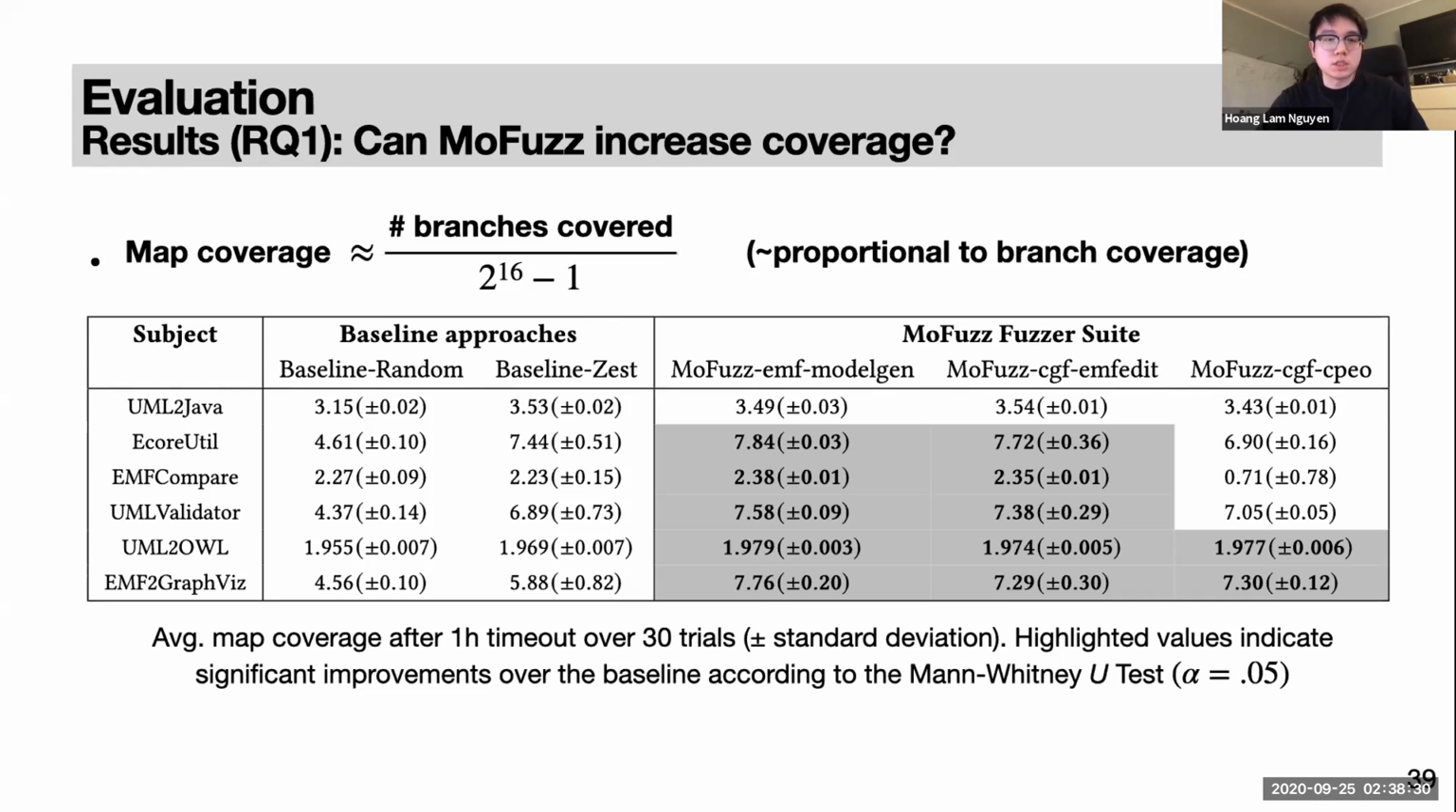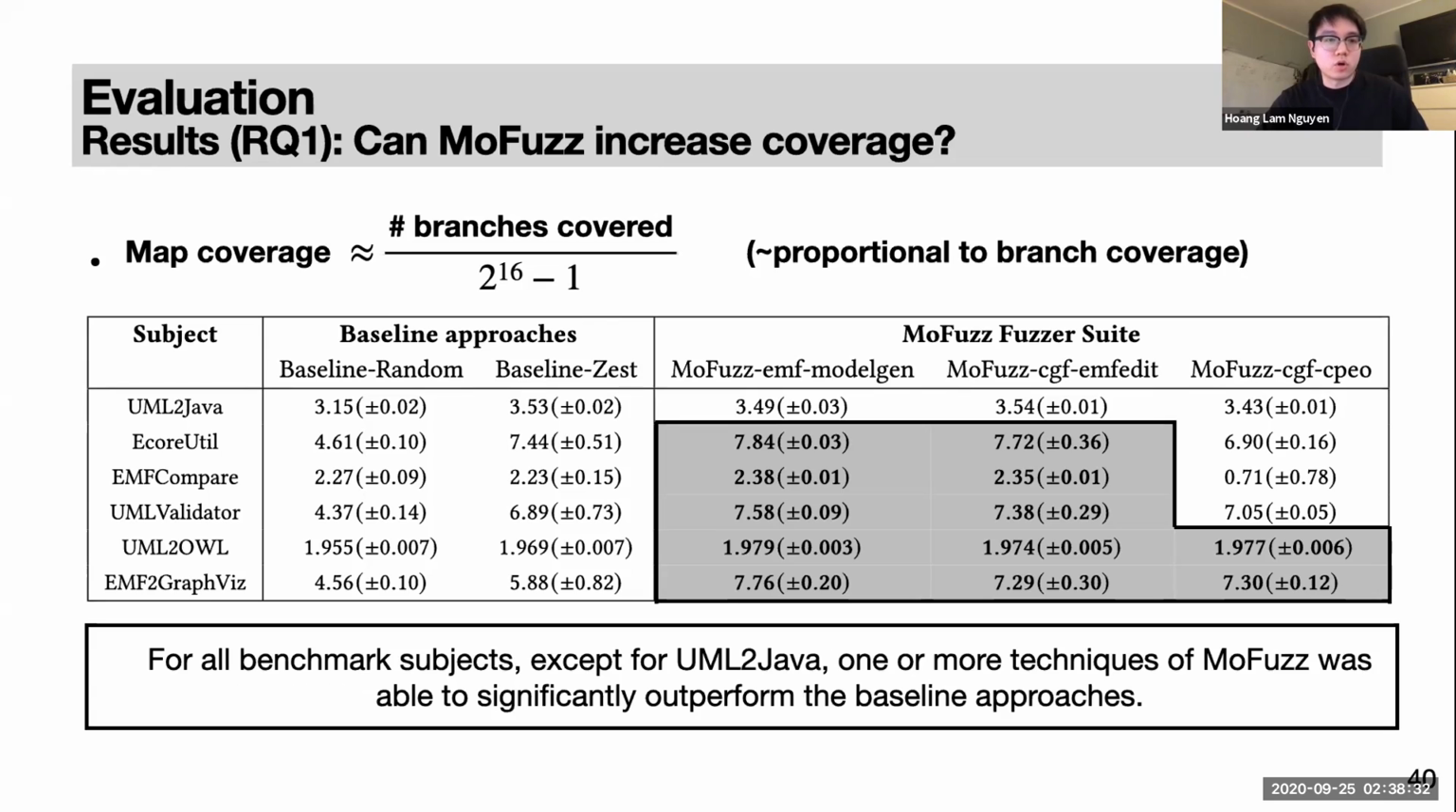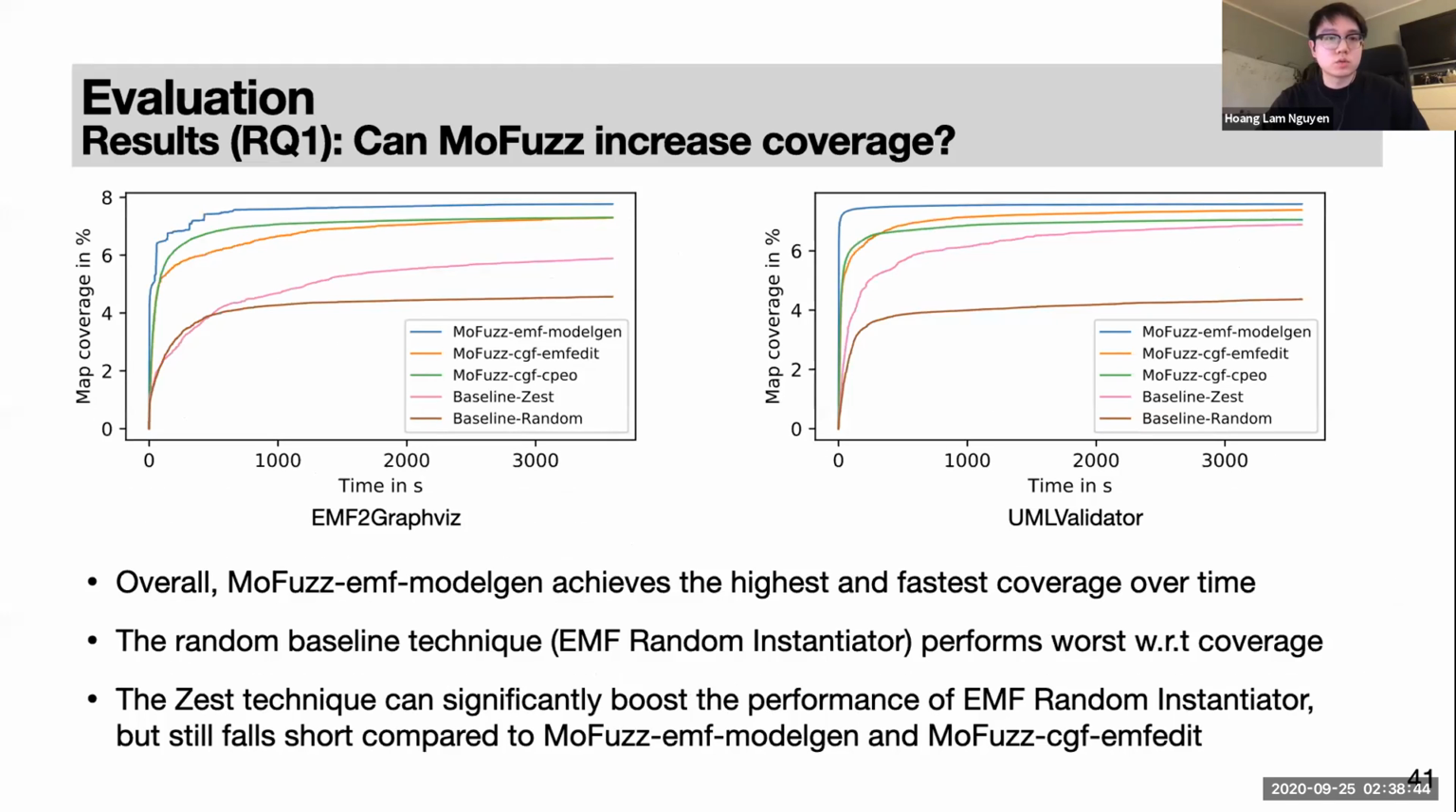As you can see in this table, for almost all benchmark subjects, except for UML to Java, one or more techniques of MoFuzz was able to significantly outperform the baseline techniques in coverage. If we have a look at these plots, which plot average coverage over time, we can also see that our graph grammar-based technique has the highest and fastest coverage.